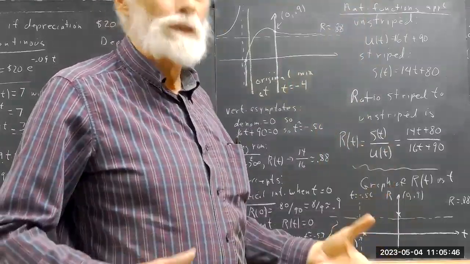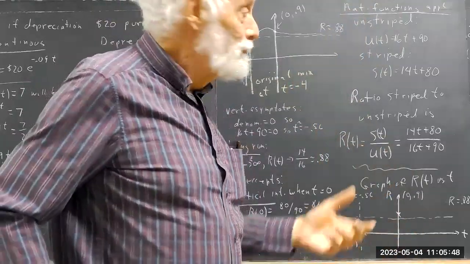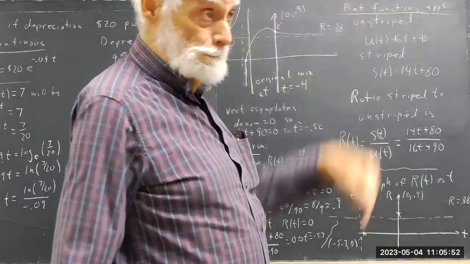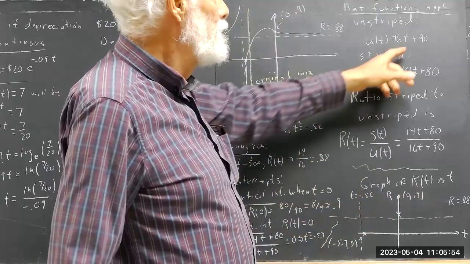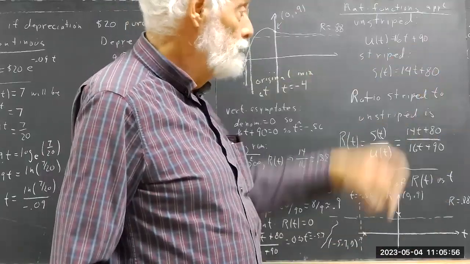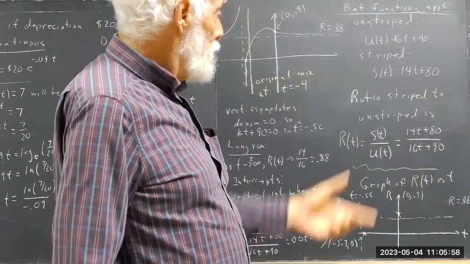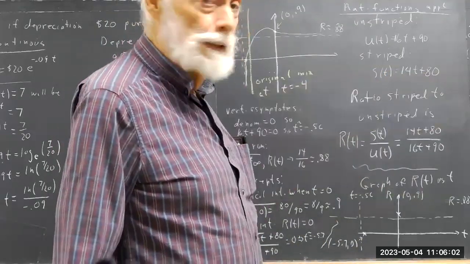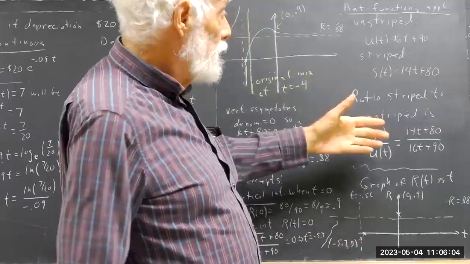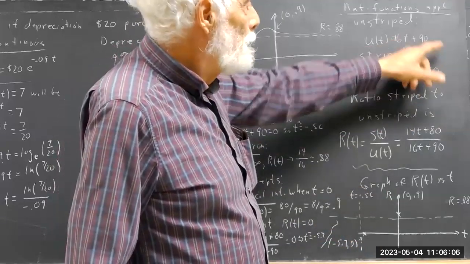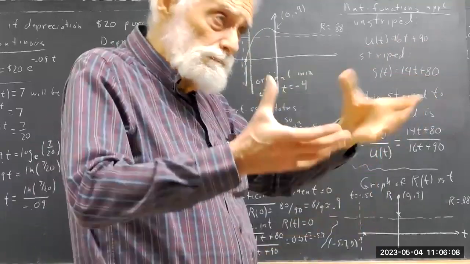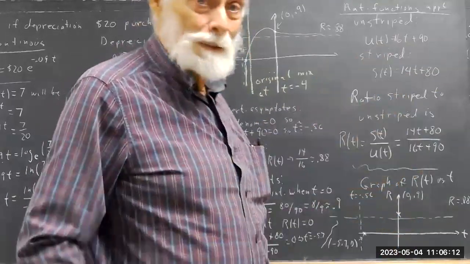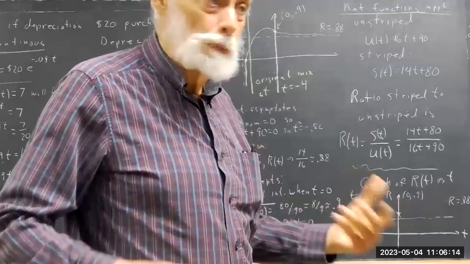We're raising these things, we're selling, okay? And the number of unstriped is 16T plus 90. So if T is 0 right now, we have 90 unstriped fish. Striped fish is 14T plus 80, and so if T is 0, we have 80. So we have about the same number. If we look at a sample of the fish, they're pretty close to the same, and that's kind of what we want.